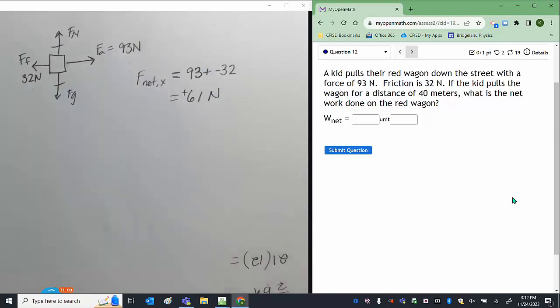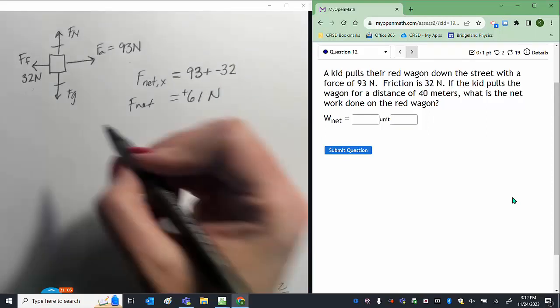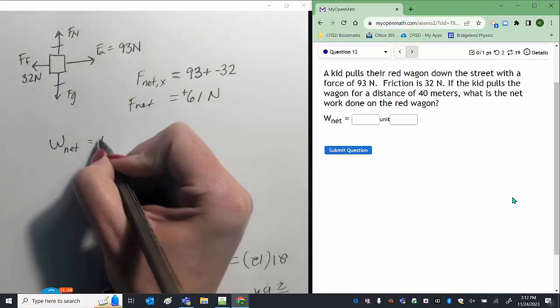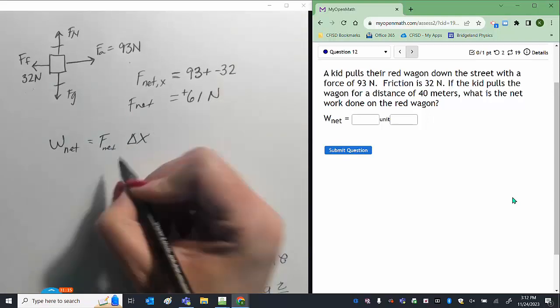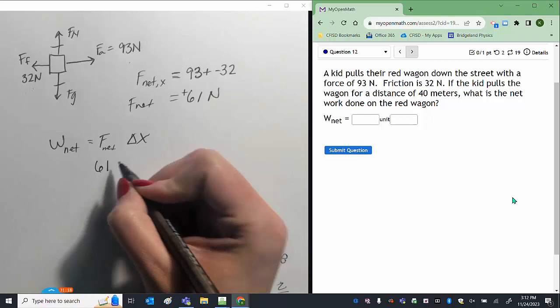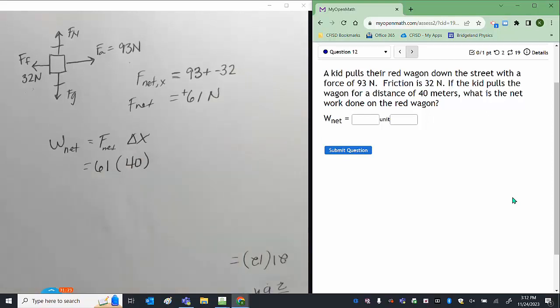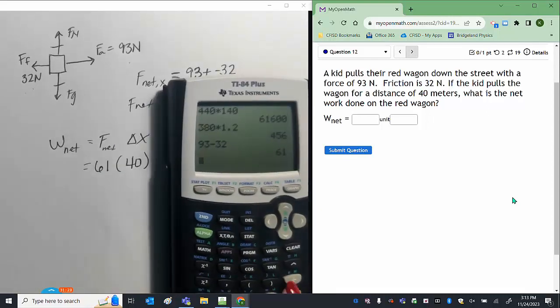I can use this net force, F net, to find the net work. Okay, so again, work, or net work in this case, is going to be my net force times my displacement. Well, I just found my net force to be 61. My displacement is 40 meters. It's in the question. And so if I multiply those two things together, that will give me the net work being done on the wagon. 61 times 40 is 2,440. And again, work is in units of joules.